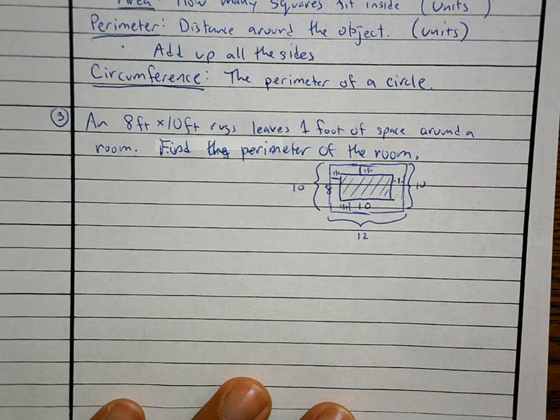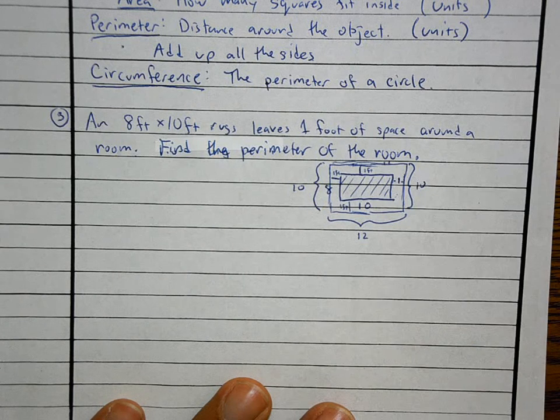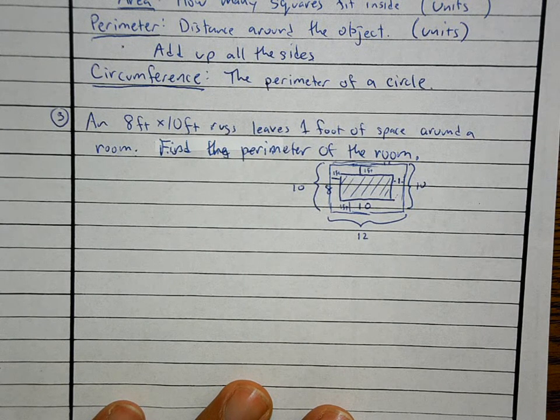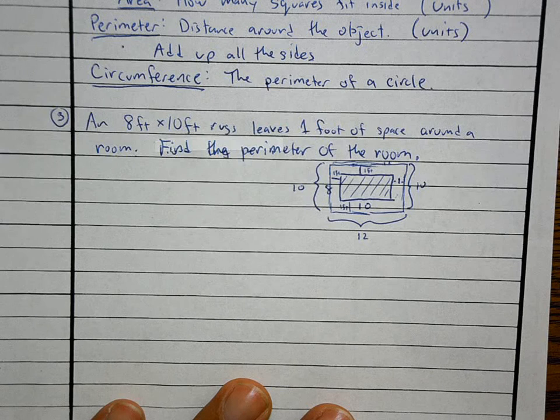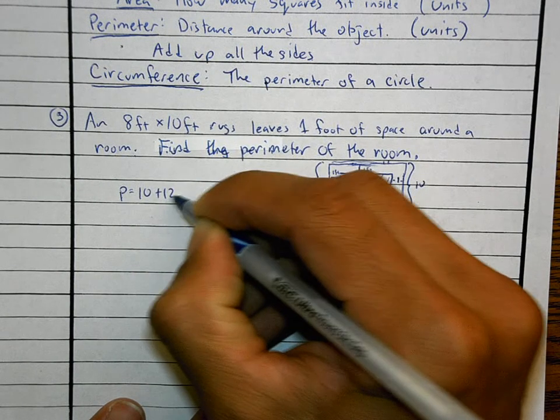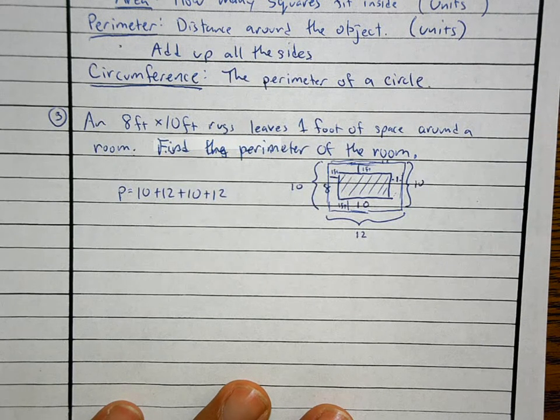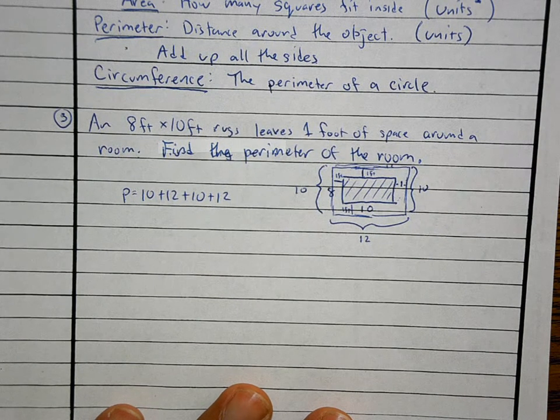10. And the other side of the room? So if we're trying to find the perimeter, what we then have to do is we add up 10 plus 12 plus 10 plus 12. Or you can do 10 plus 12 and double it, times it by 2.